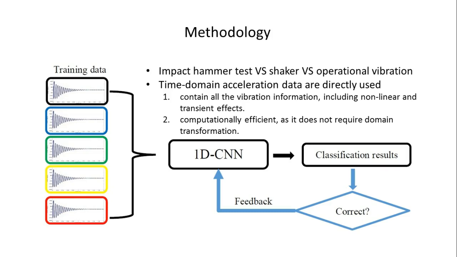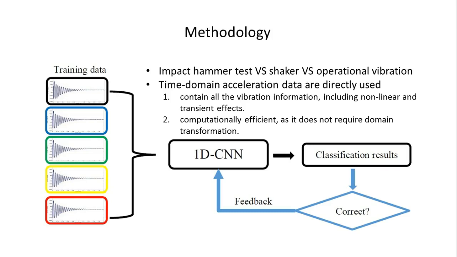And also for the algorithm, we use time domain acceleration data directly. We didn't transform it into the frequency domain because it will be more efficient, and this time domain acceleration data essentially contains all the vibration information, including the transient information. In this approach, we use the labeled acceleration data itself as the training data, and then input it into a 1D convolutional neural network model, and then we get the classification result.